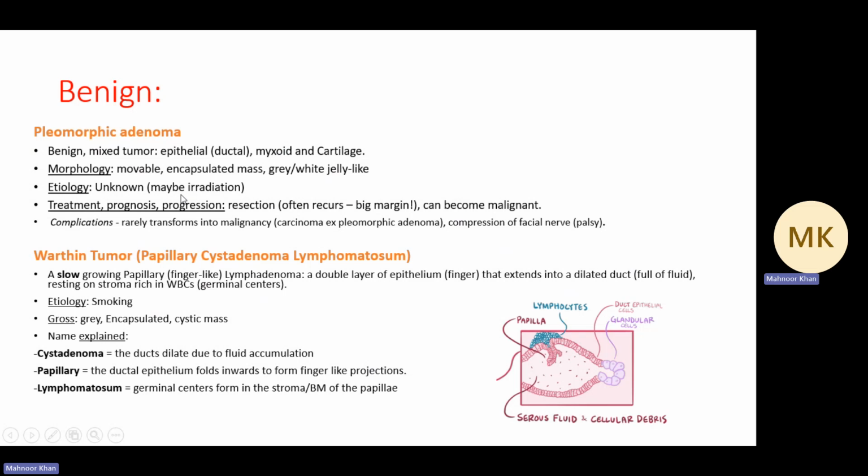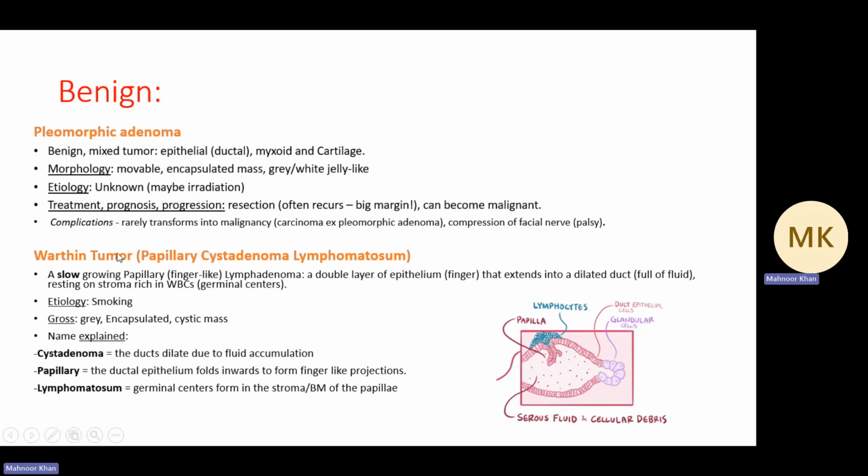Etiology unknown, maybe irradiation. Treatment, prognosis, progression: if you resect it, there's a high chance it will recur, so it is resected with a big margin. And it very rarely may become malignant. If it becomes malignant, it's known as carcinoma ex pleomorphic adenoma. So that is one of the complications, but it's a very rare complication. A more important complication is the compression of the facial nerve, resulting in facial nerve palsy.